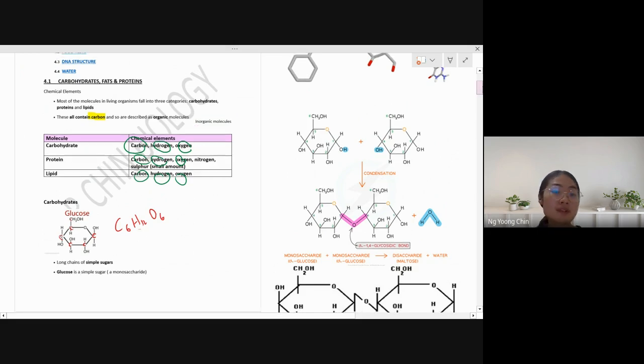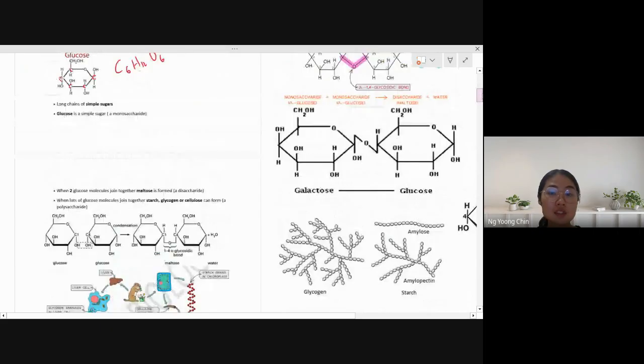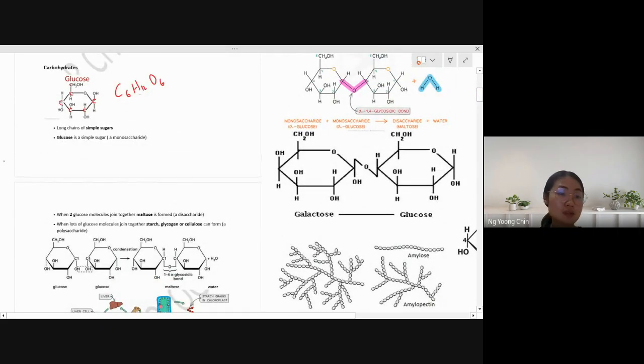So now we talk about the carbohydrates. Carbohydrate is the most common biological molecule found in our body. This is an example of a carbohydrate, which is glucose. Glucose is a kind of simple sugar, because when we study carbohydrates, we should study 3 classes of carbohydrates. You can follow me right now, this one.